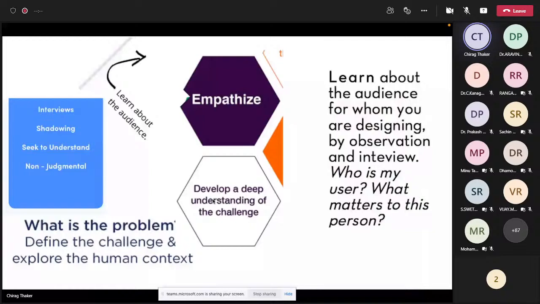So let us try to understand every single stage of this design thinking process. So empathize: learn about the audience. Basically, what we try to understand is what the problem is. So your focal point is to define the challenge and explore the human context. That is the main objective of the empathize phase. So what you try to do is develop a deep understanding of the challenge or the difficulty or the situation or the problem. Deep understanding of the challenge. And how are you going to achieve that?